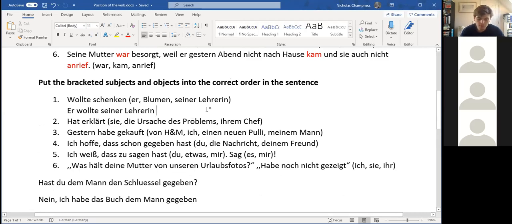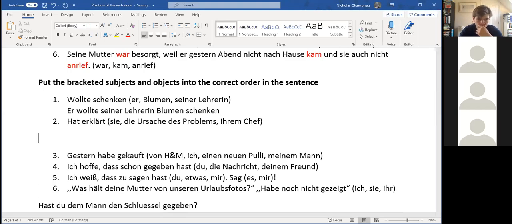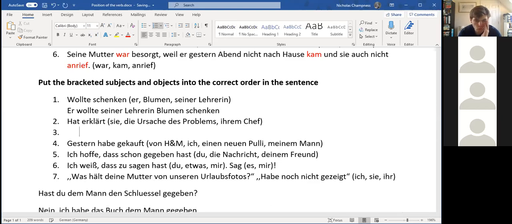So we just finish this one. Blumen schenken. Then number 2. Anyone for number 2? So, well, the first one has to be Sie, straight away. And then hat erklärt.